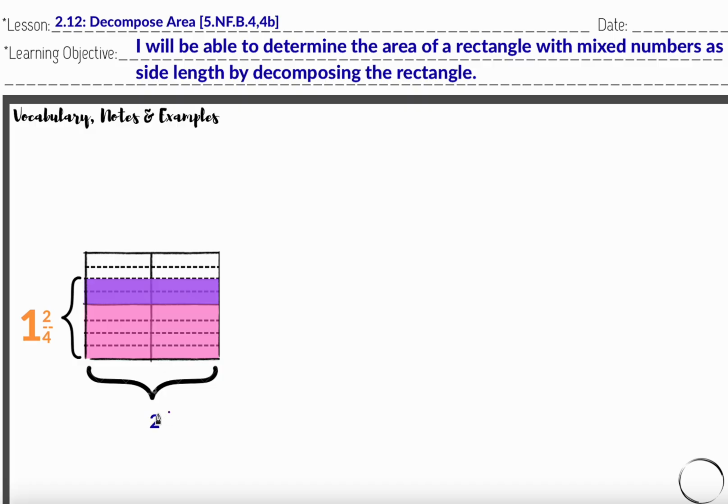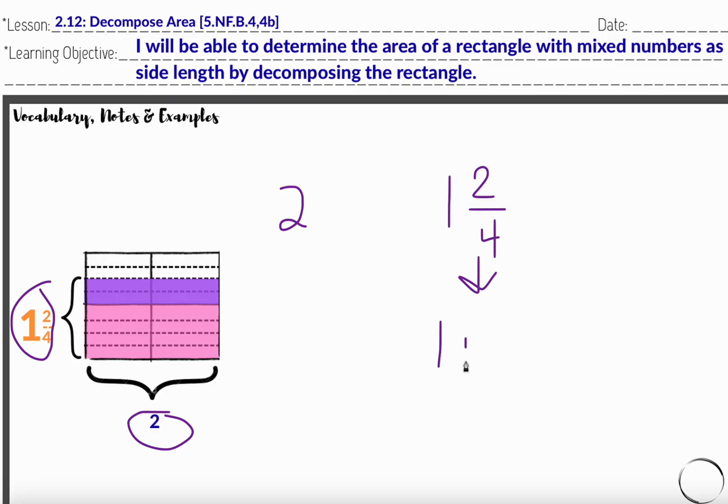So what I'm going to do is take this number and this number, but I'm going to decompose it instead of changing that into an improper fraction. So I know that I can have my 2, and that one's simple to do, so I'm going to leave it there. But then this one right here, I'm going to separate it. So this one technically is the same as 1 plus 2 fourths. Okay, so then I can do it that way.